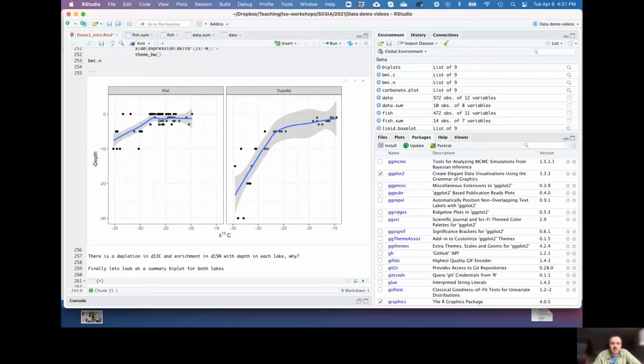Okay, so again, we're split into the two lakes here. We've got Lake Kivi, Lake Vuontas. We've got depth on the y-axis here. So here are invertebrates that were sampled at 10 meters depth, at 0 meters right on the shoreline. And the same thing in Lake Vuontas, but here we've got some samples down as low as 30 meters depth in Lake Vuontas. And what we see is as you go deeper, the carbon values shift. Carbon values become more depleted as you come deeper.